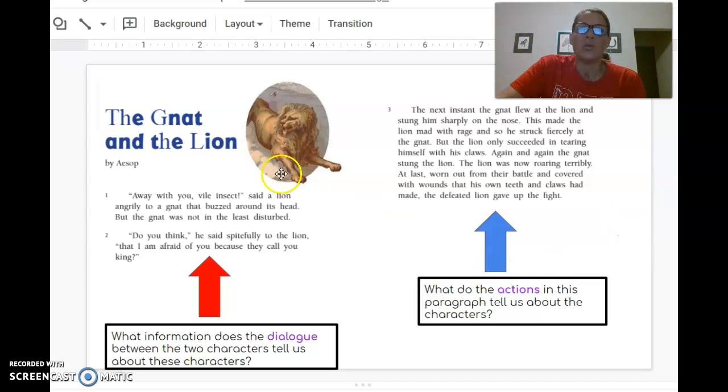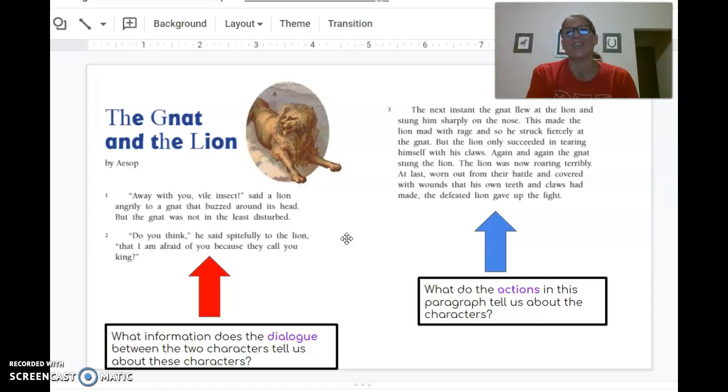So looking at paragraph 1 and paragraph 2, the story starts us with dialogue. It starts off with the lion and the gnat speaking to each other, and this was very important because, as you notice, this dialogue helps us to understand what the gnat is doing and saying, and how that's provoking the lion and how he feels about it. So if we look back to paragraph 1, it says, "Away with you, vile insect." And I talked with you guys about that word vile. It said a lion angrily to a gnat that buzzed around his head.